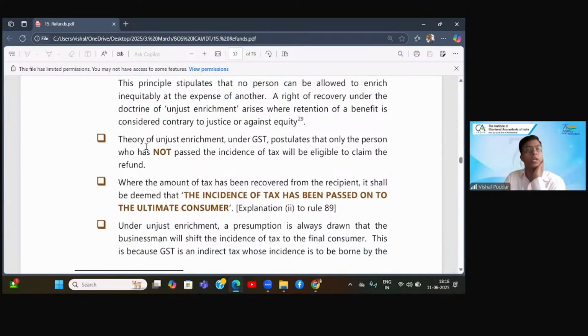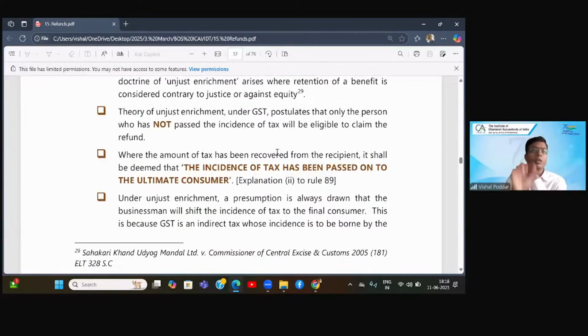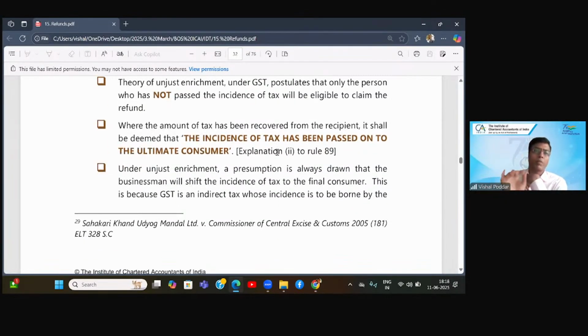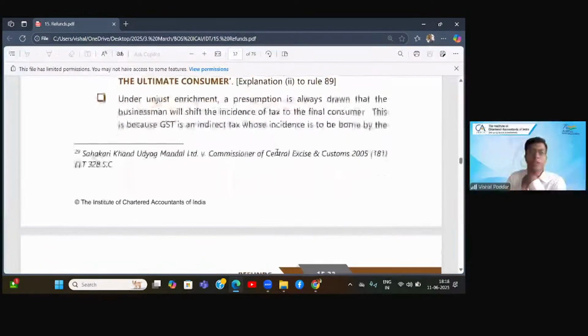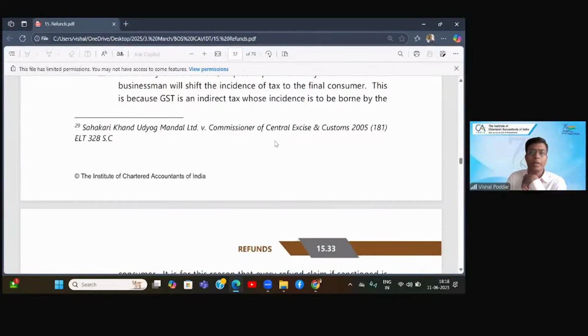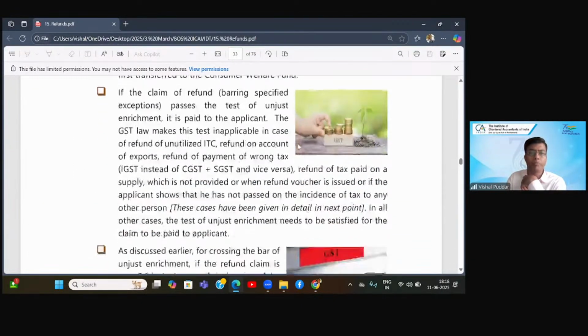So the theory of unjust enrichment under GST postulates that only the person who has not passed on the incidence, or in other words, who has borne the incidence, should be the person getting the refund. That is the simple final outcome of this principle of unjust enrichment. Right? Okay.